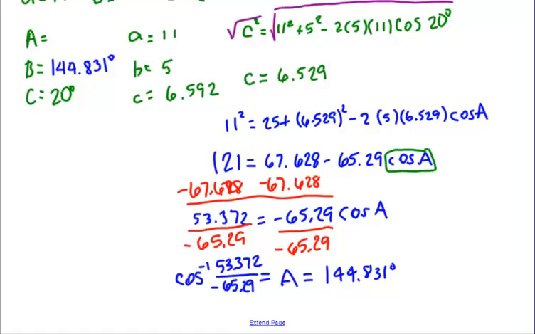So to get to my missing part, just subtract 20 plus 144, and this is actually A. So for B, I should have, let's see, 144.831 plus 20 minus 180. So 15.169.